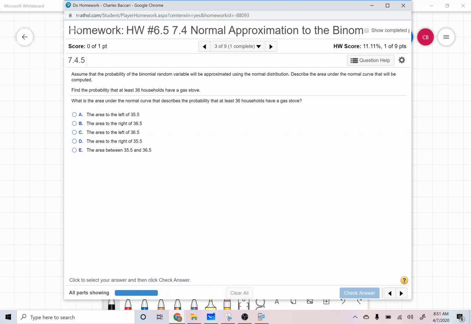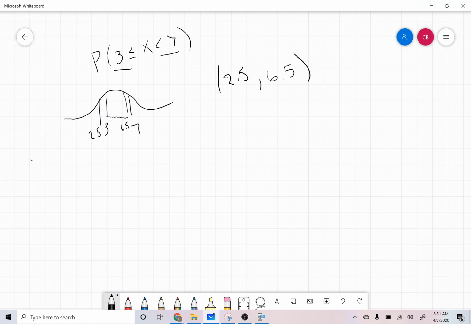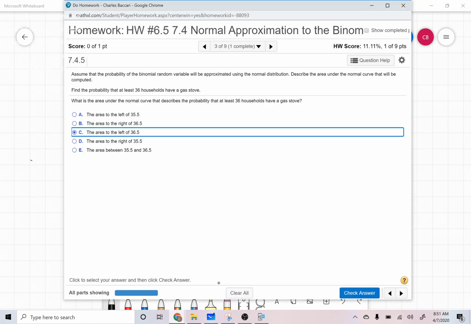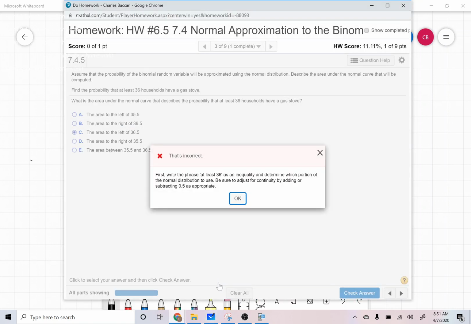On this one, it says describe the area of the curve. The probability that at least 36 have a gas stove. So P of x is less than or equal to 36. That's at least. If we're going to do this, then we have our curve. Here's 36. We want to make sure 36 is included, so we go a little bit to the right, and that's 36.5. And we want everything to the left of that, so if we look at the answers, area to the left of 36.5, oops.